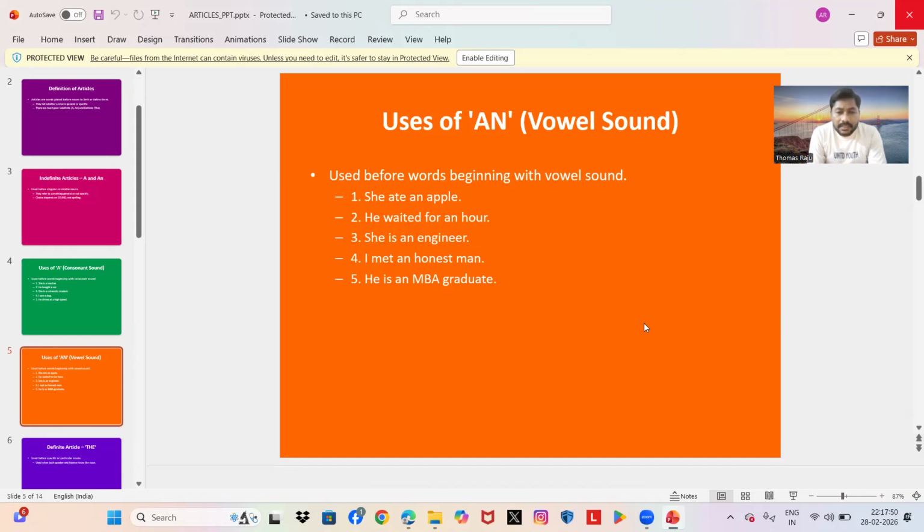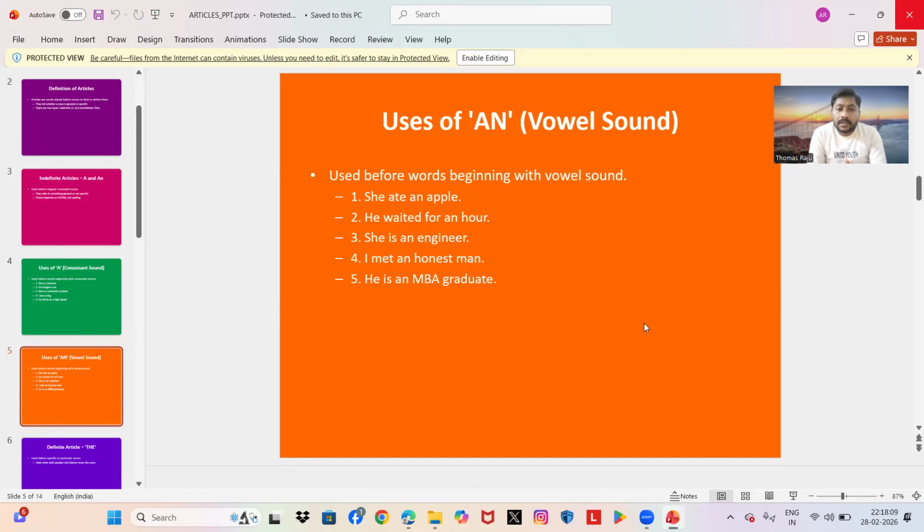Third one: She is an engineer. Here the singular noun engineer begins with a vowel sound. That's why we have used the indefinite article an here. I met an honest man.